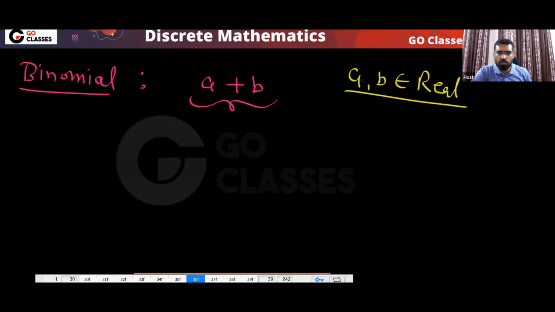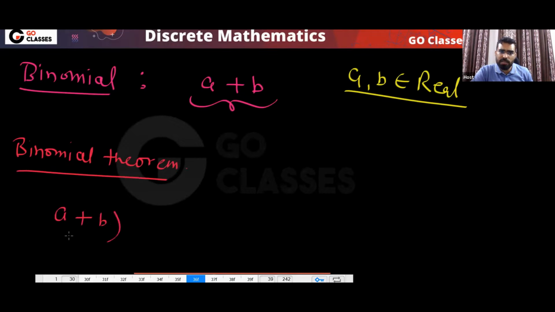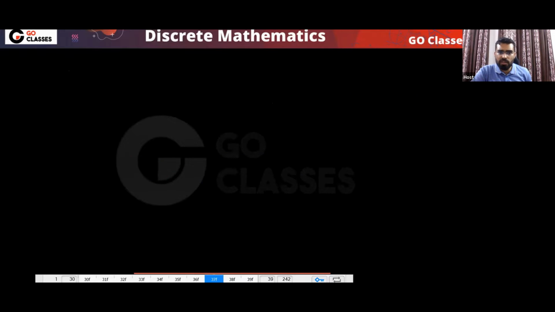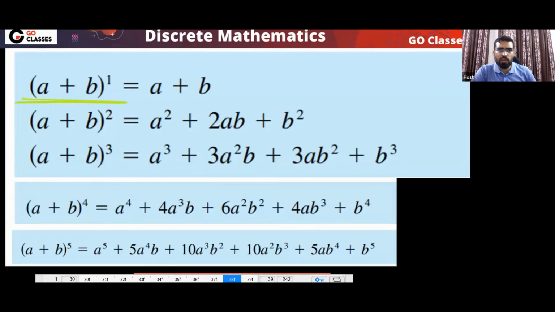Now you already know. And what is binomial theorem? What do we mean by binomial theorem? Binomial theorem says that if you have two values a plus b, then what is their power n, where n is a natural number. N must be a natural number. So for example, what is their power 1? That will be a plus b.